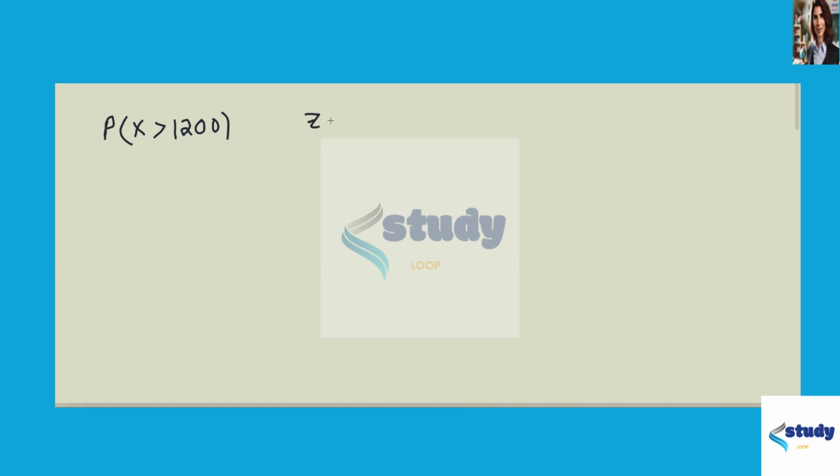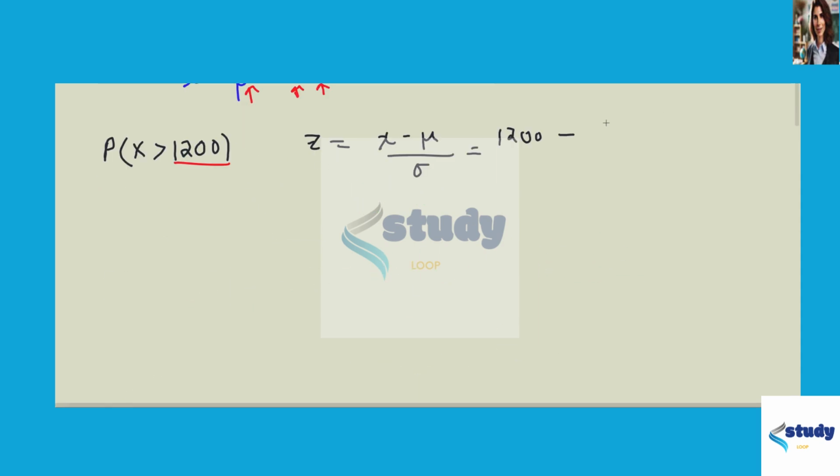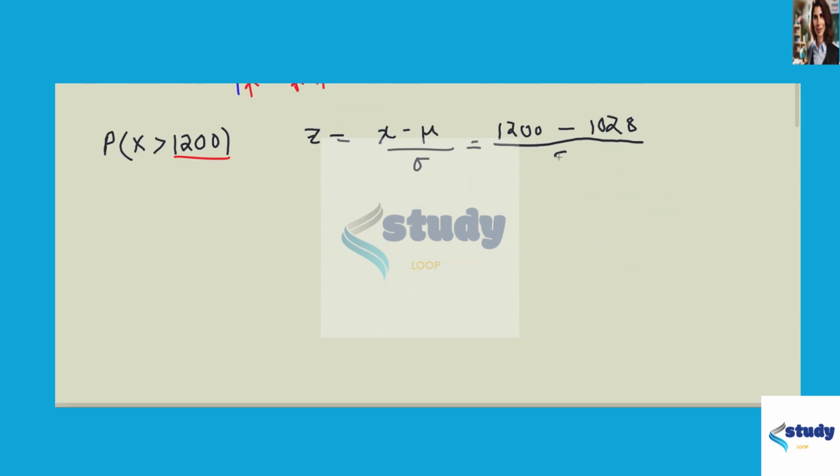So we're just going to find the z value, which we know is equal to x minus mu over sigma, which is equal to 1200 minus the average, which was 1028, over the standard deviation, which we were given as 92. And now if we solve that, we're going to get 1.87.